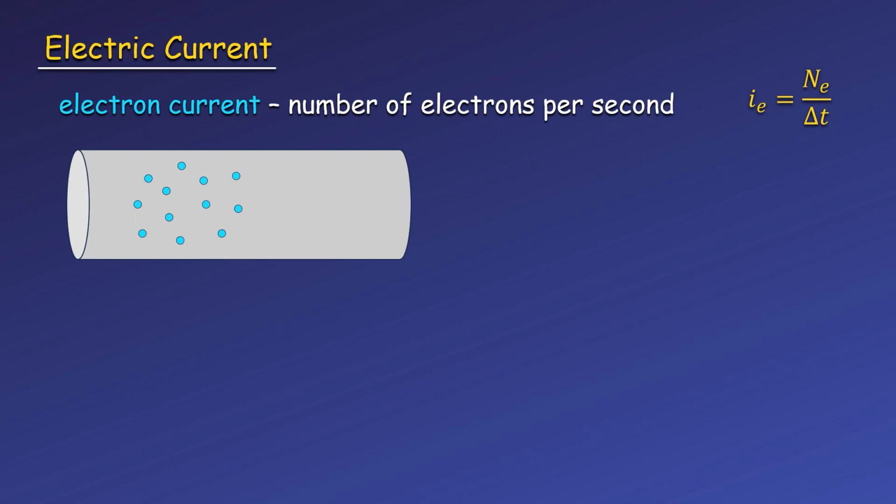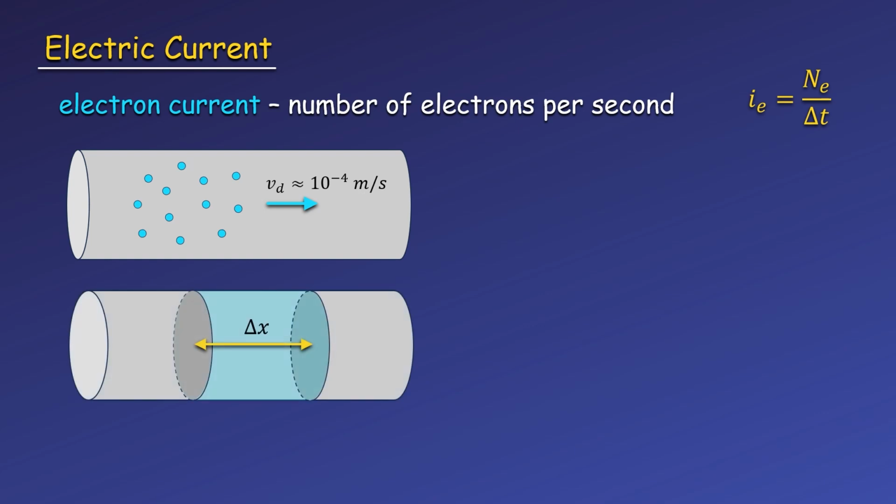The electrons cannot just move along a straight path. They collide with atoms, but overall the electrons will drift along the wire. We call the velocity of this drift of electrons the drift velocity, and the speed is roughly 10 to the minus 4 meters per second.